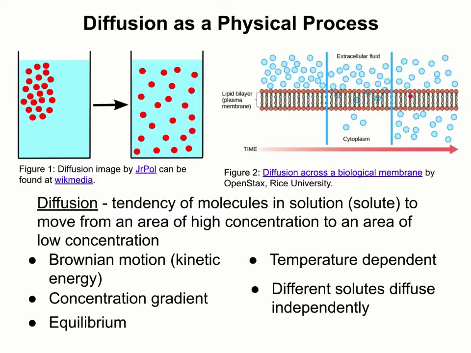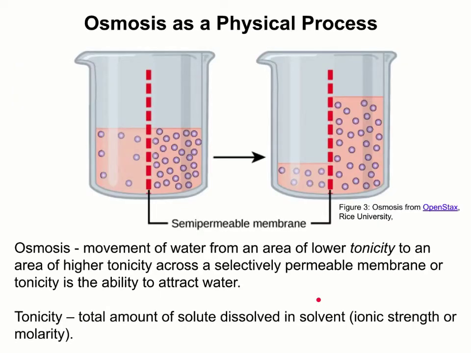One last thing to say about diffusion is that different molecules diffuse independently of one another. If there were another kind of molecule diffusing across the membrane in either direction, it would have no effect on the molecule you're seeing here. Now let's turn our attention to a special case of diffusion, the movement of water molecules, which we call osmosis.